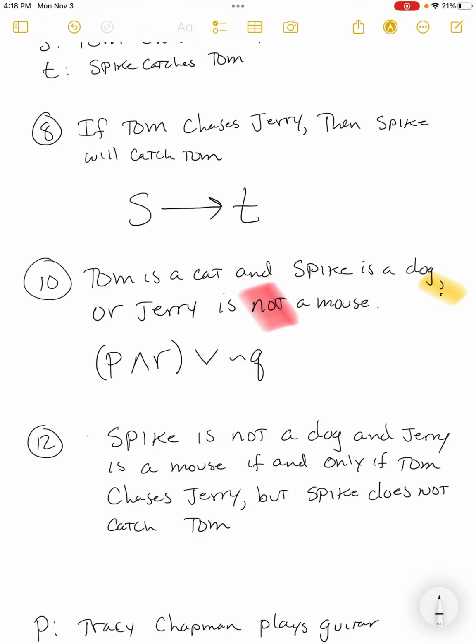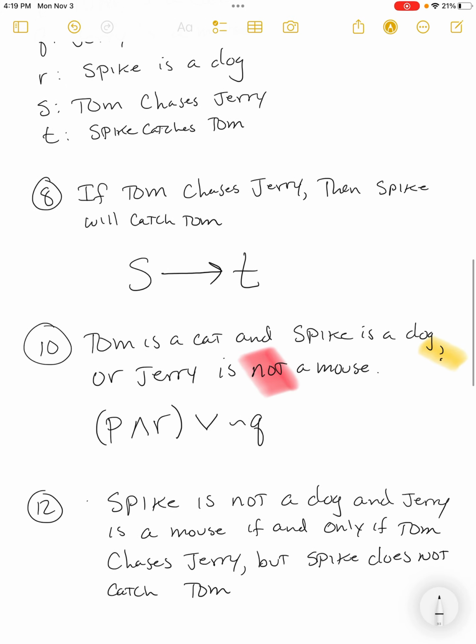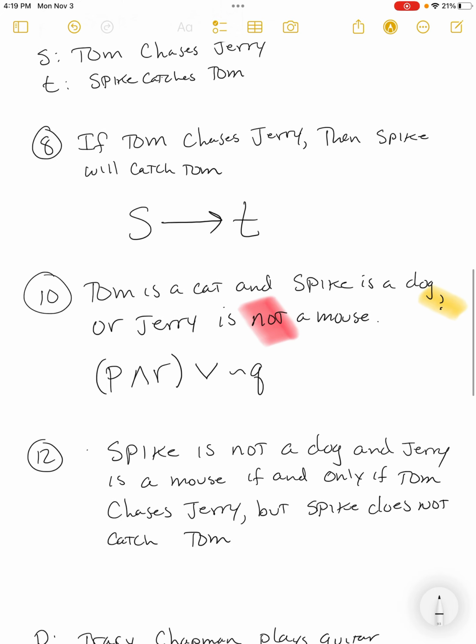So here we have another one. Spike is not a dog and Jerry is not a mouse if and only if Tom chases Jerry, but Spike does not catch Tom. Well, that's a lot. Spike is not a dog and Jerry is a mouse if and only if. Well, let's go find those. Spike is not a dog, and Jerry is a mouse.